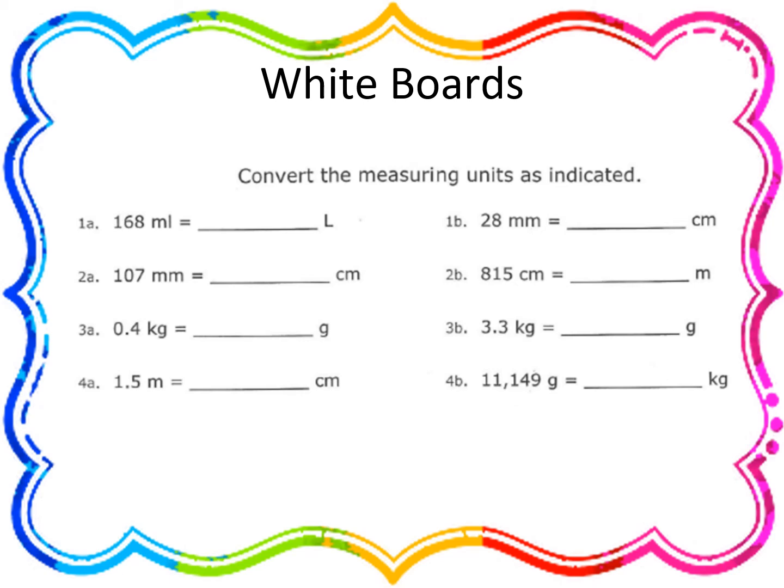168 milliliters is equal to how many liters? Liters are big, milliliters are small. I'm looking for a small number. How do I find a small number? We divide. How many milliliters are in a liter? The answer is 1,000. So I'm taking 168 and moving the decimal 3 places. 1, 2, 3. So it becomes 168 thousandths of a liter.